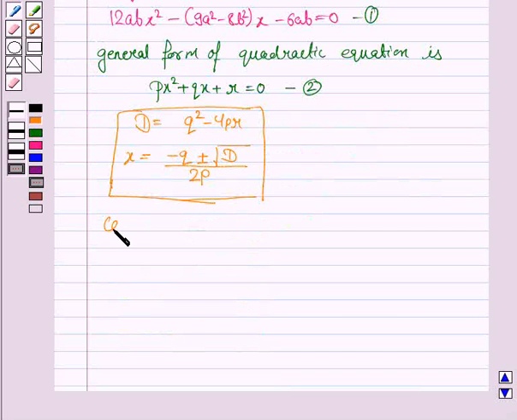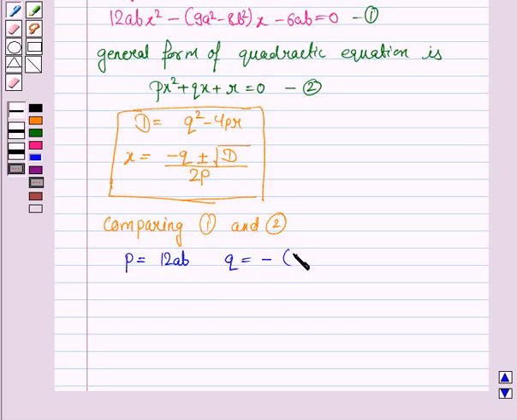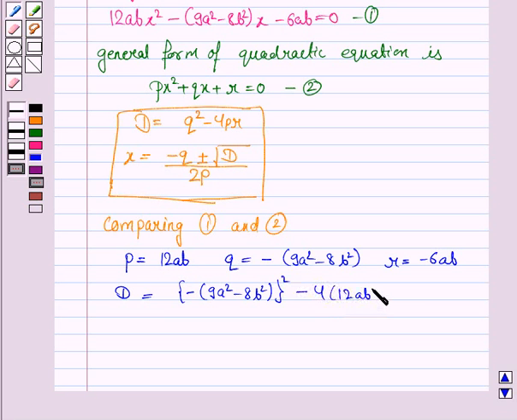Now comparing 1 and 2, we can see that p is 12ab, q is -(9a² - 8b²) and r is -6ab. Now we first find d by this formula. So it is (-(9a² - 8b²))² - 4pr. P is 12ab and r is -6ab.